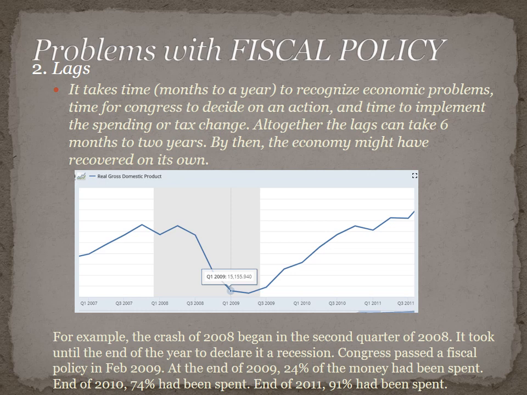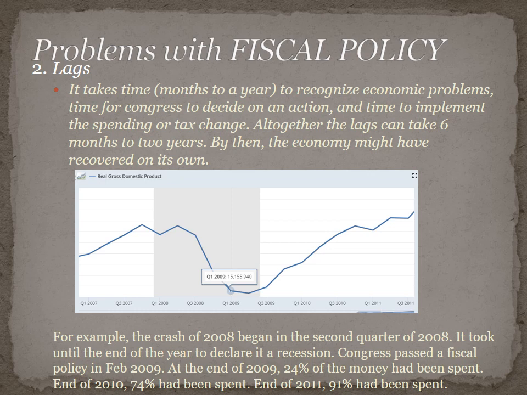Okay, right. So the crash of 2008 began the second quarter of 2008, so like March, and then it took until the end of the year to declare it a recession, right? Because people didn't know if things were going to turn around. And then Congress passed a fiscal policy in February of that year, and then at the end of that year, only a quarter of the money had been spent, right? So that's 10 months after the fiscal policy was passed, right?